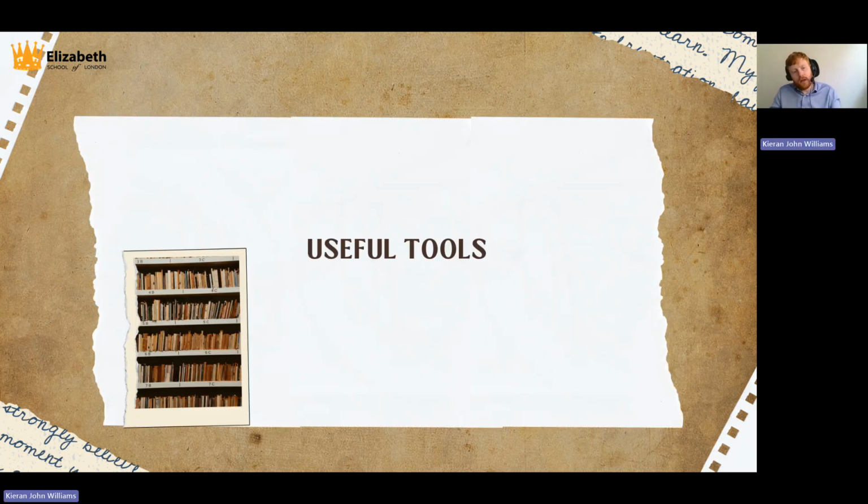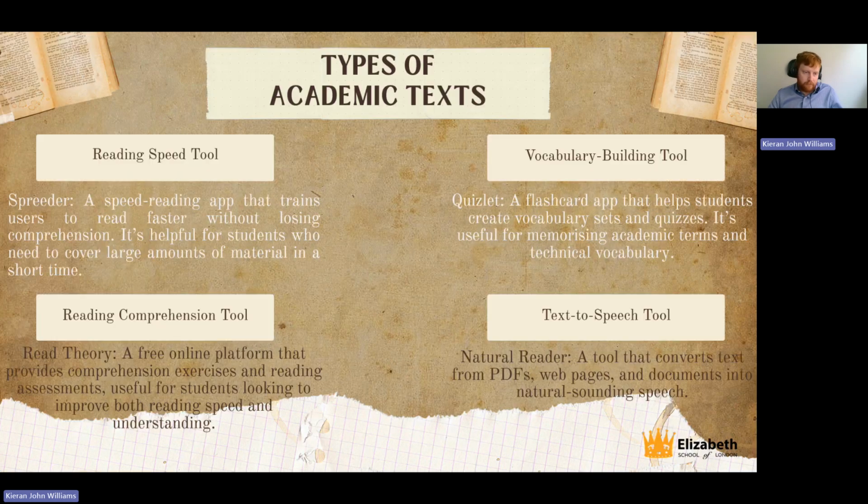Okay, so lastly, let's have a look at some useful tools that you could use to really help you to go faster, to understand better, to get a better understanding. Let's have a go. So if you're looking to improve the speed at which you read, then you could use a speed reading tool. Now, again, I'm not recommending these to you. These are just some examples. If they're not on any app stores or whatever, not my problem. But these are just suggestions.